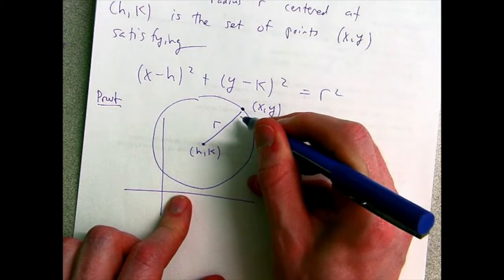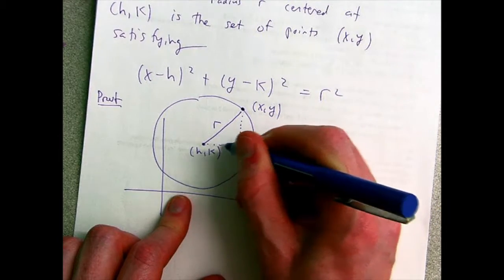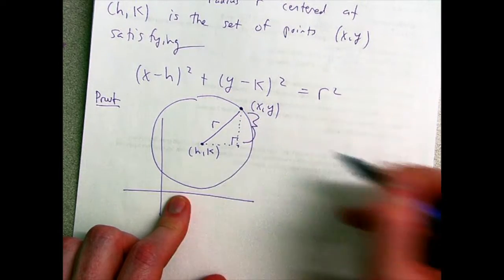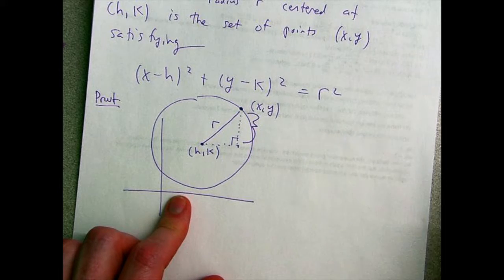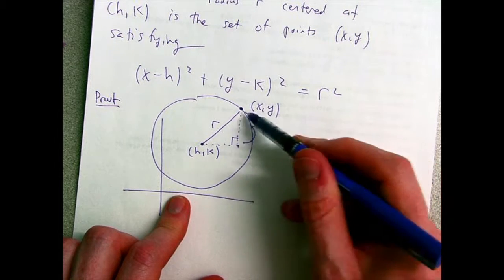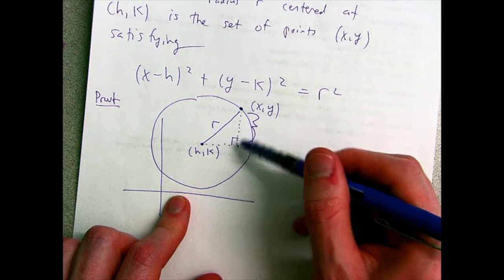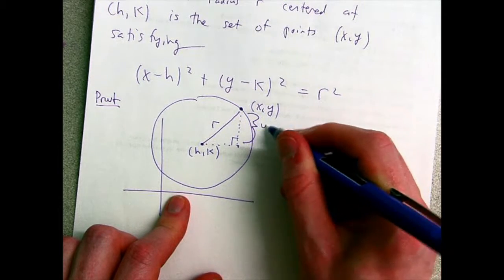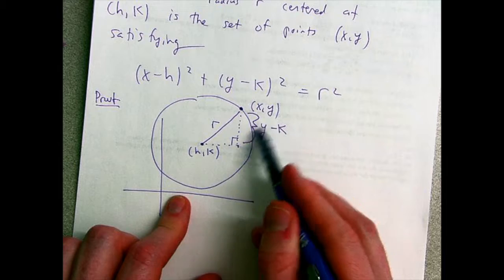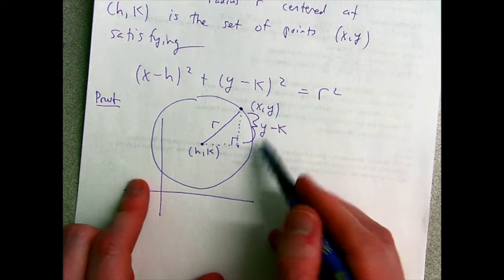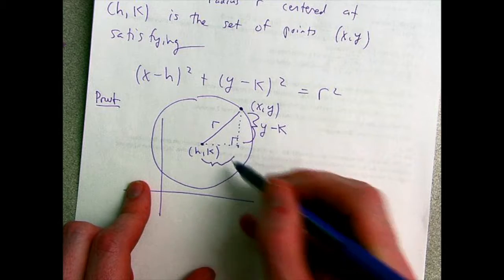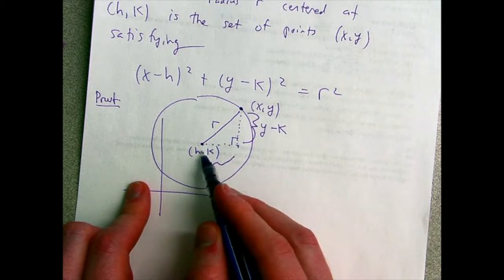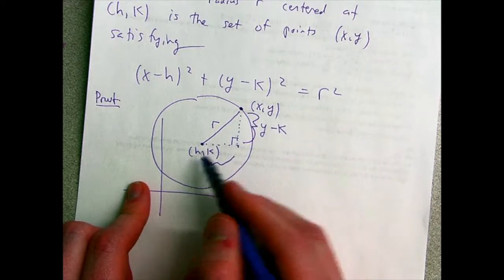Now, what I want you to do is draw this right triangle, like so. Now, just notice, what is the length of that side of the triangle? Well, it's basically the vertical distance between these two points. It's the vertical change from here to here, so it's just the difference between the y coordinates. So it would be y minus k. This y coordinate minus that y coordinate will be the height of that triangle. Similarly, how long is this side of the triangle? It's the difference in the x coordinates, so that would be x minus h.